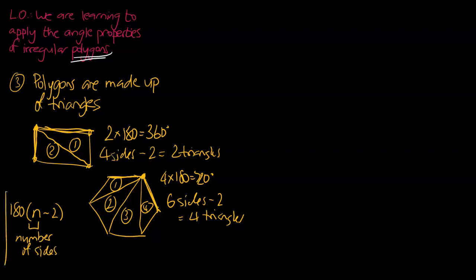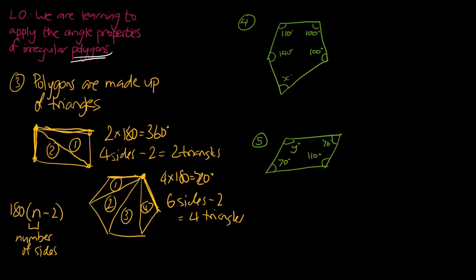So this equation here is the key to this video. It will allow us to find out the total internal angles of any polygon, this time around focusing on irregular ones. Okay, I've got two examples on the screen now, and we're going to see how can we figure out what x is? How can we figure out what y is over here?